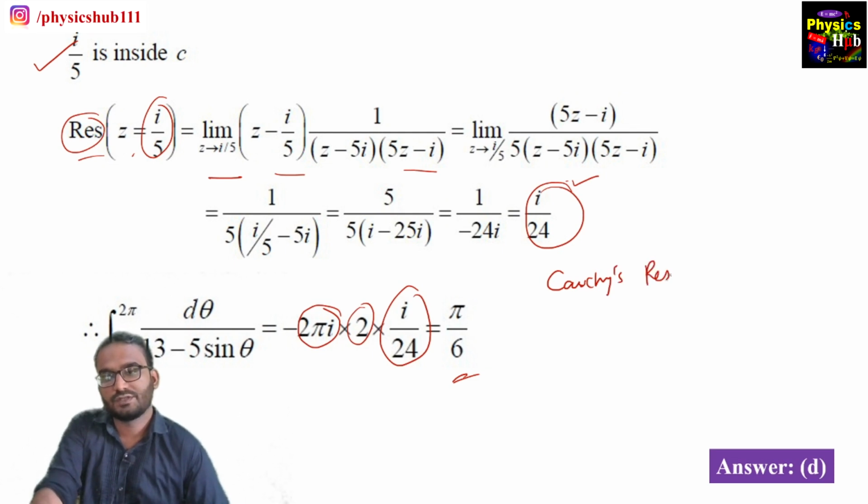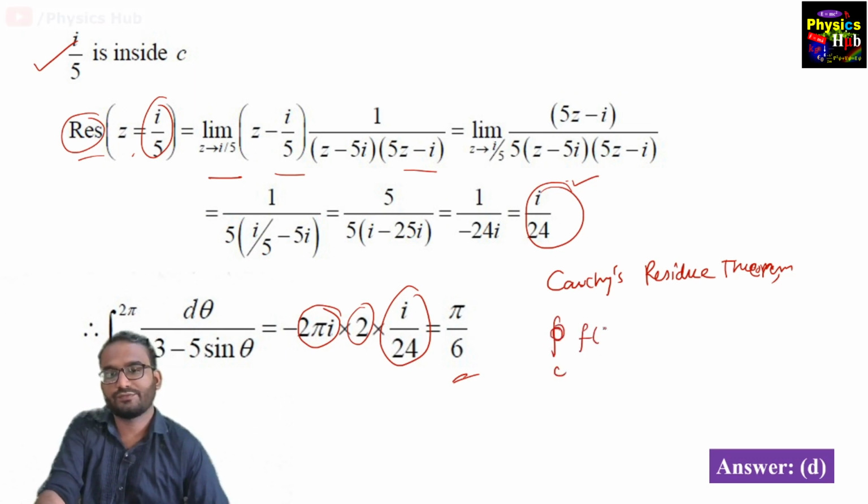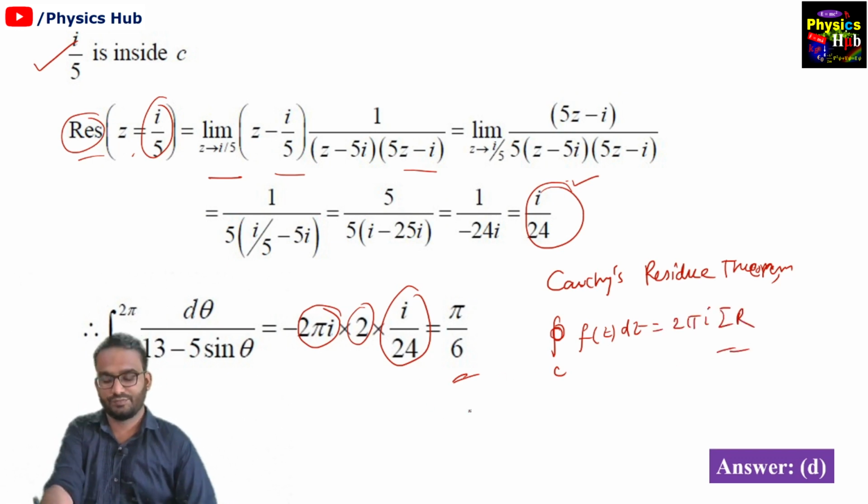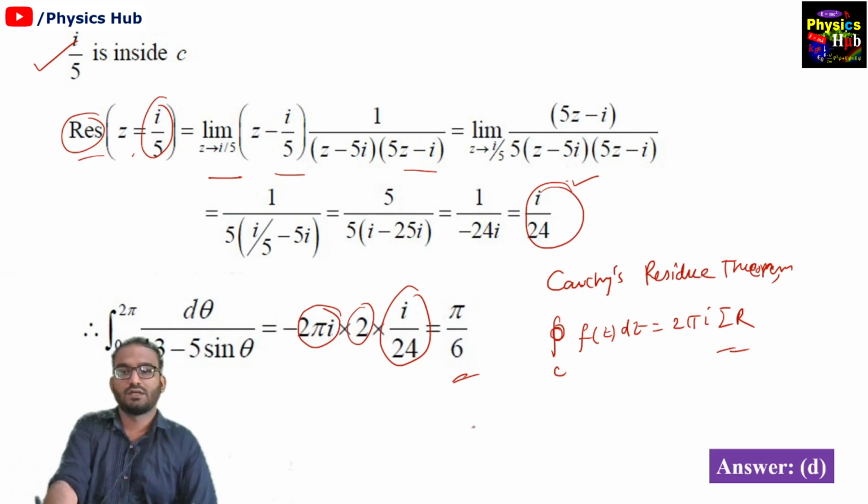According to Cauchy's residue theorem, if some contour encloses some poles, then the integration over that contour of f(z) dz equals 2πi into the sum of residues. We have utilized this formula here. Straightforward formula. This is question number 3.